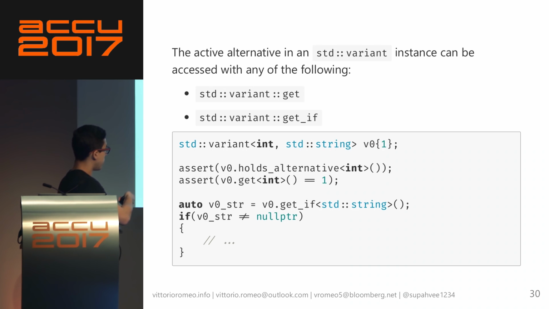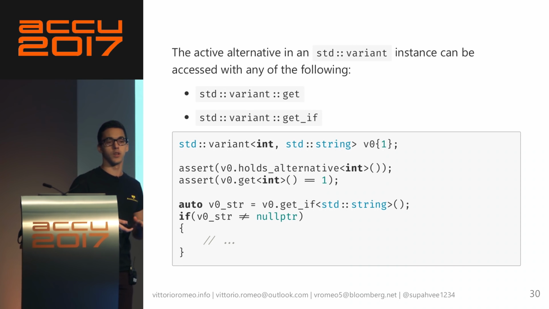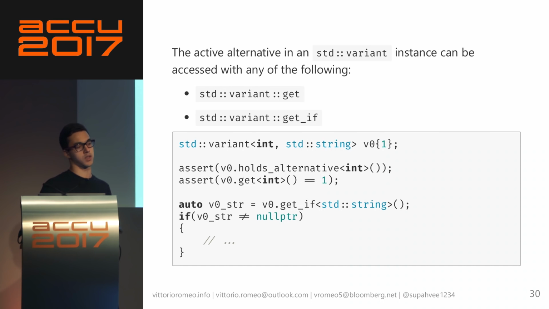If for some reason you put the invalid type here, an exception will be thrown. There is also another function called get_if, and this is more useful if you're not sure what's currently in the variant, because it will either return a null pointer if the alternative is wrong, or a pointer to the value stored inside the variant of the type you specified. So this is a good way of accessing the variant if you don't know what type it is actually storing.